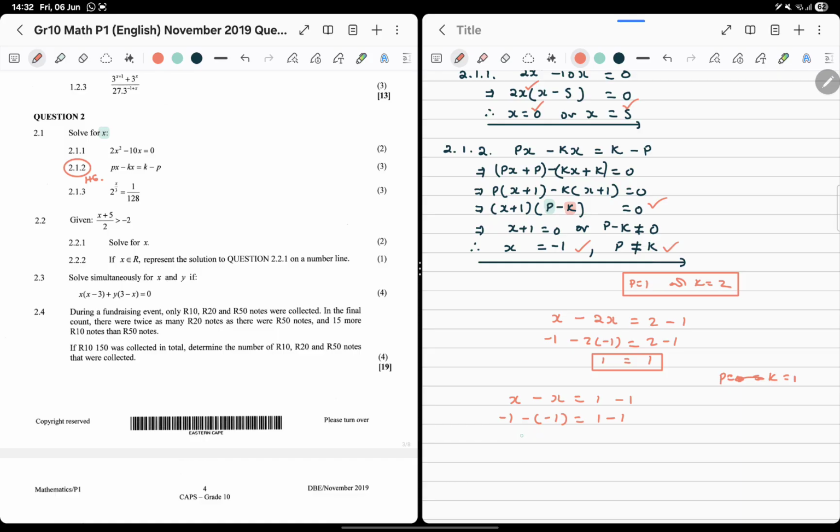So this means this is minus 1 plus 1. Well, this is 0 is equal to 0.